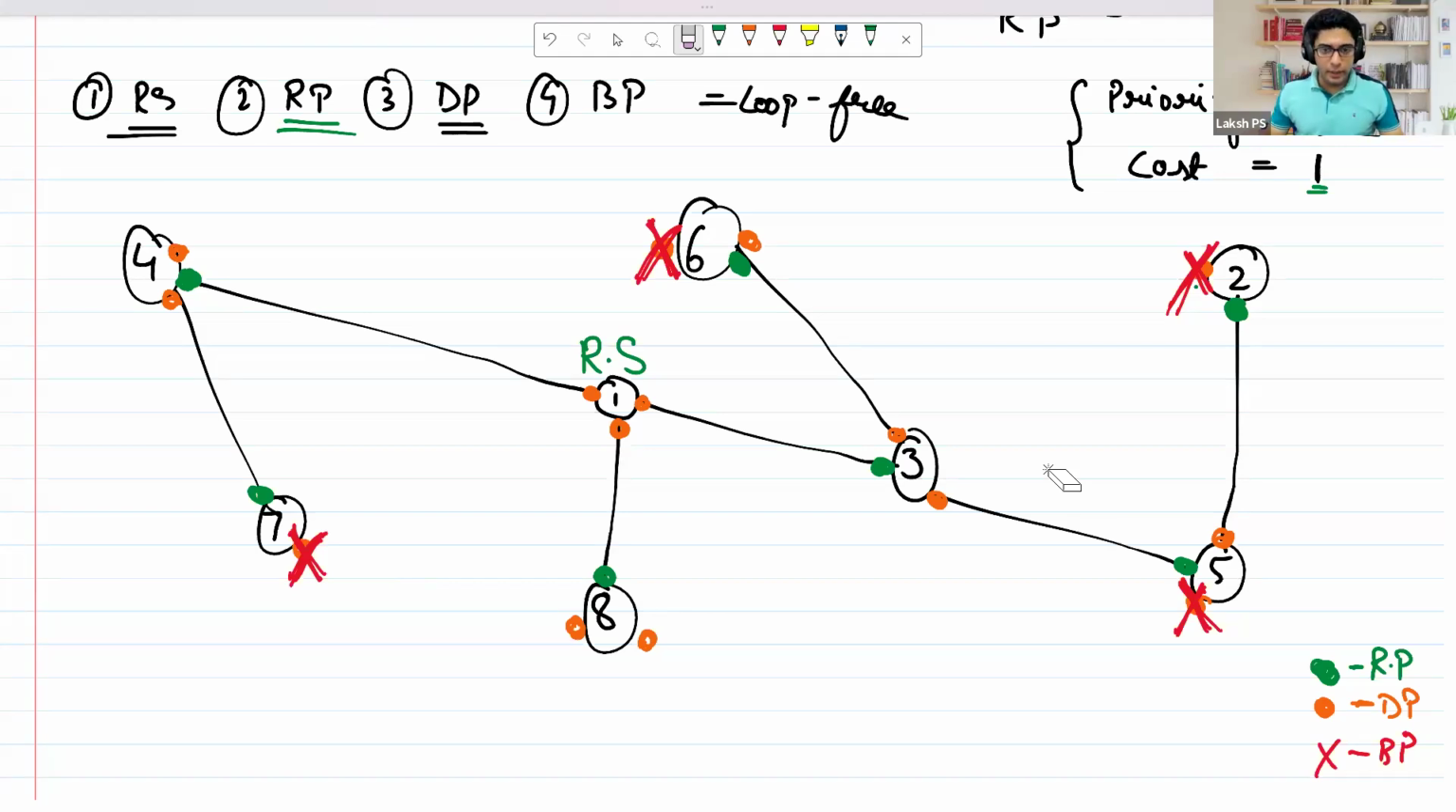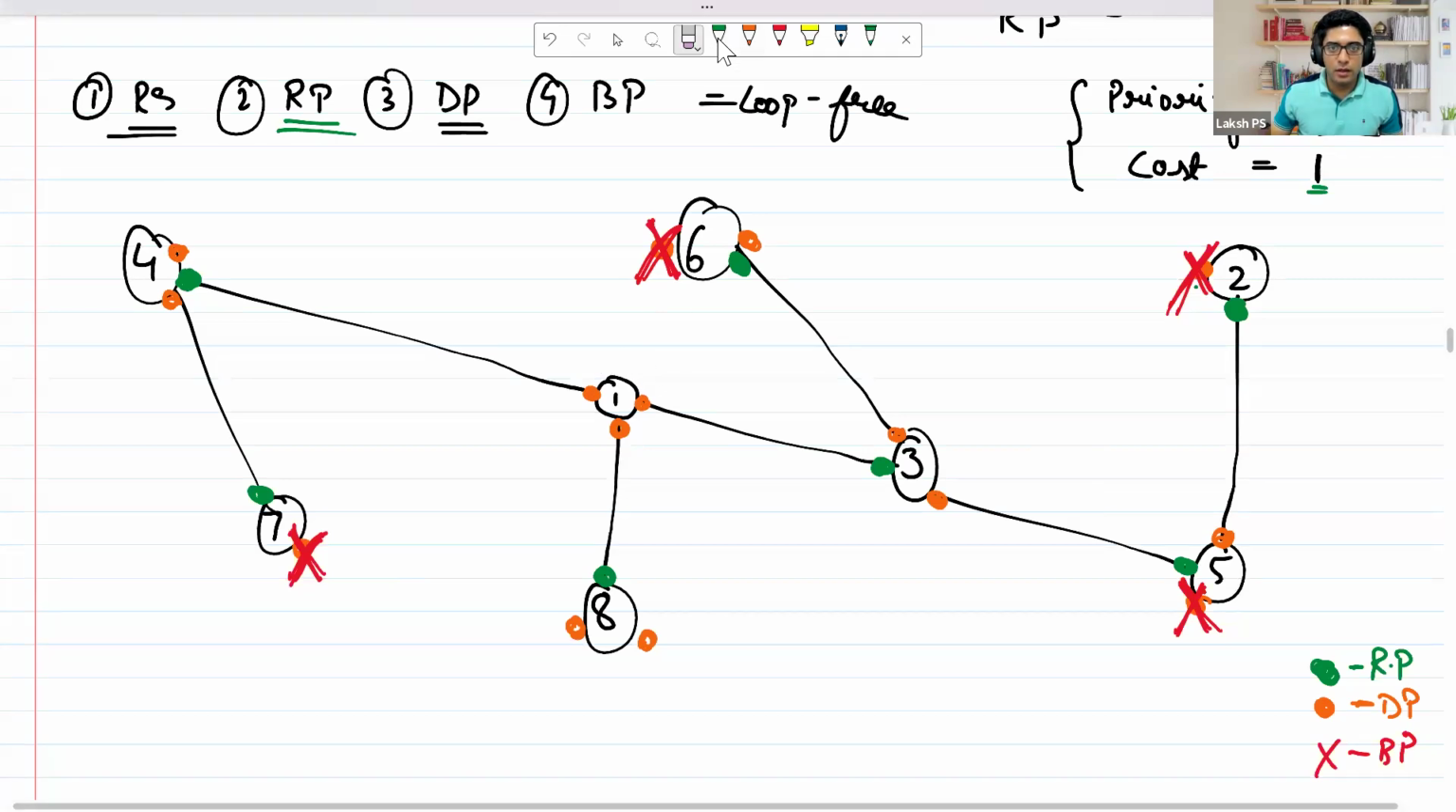Now, another thing to be noticed is that all the calculation that has happened is based on where your root switch is placed. The root switch is switch number 1, and that is why all your calculation has happened based on the root switch. If your root switch changes, let's say some other switch takes over the role of a root switch, let's say switch number 4 over here.